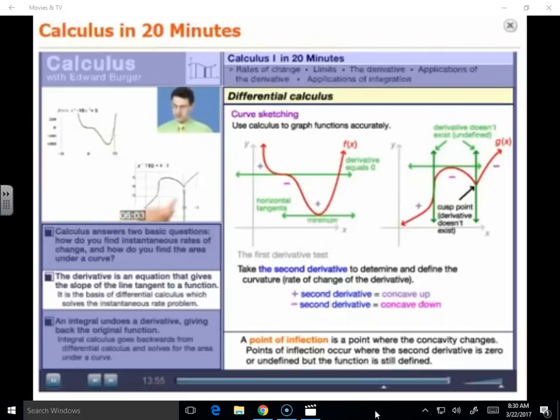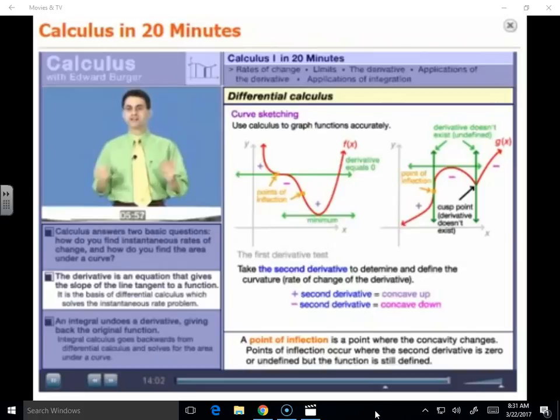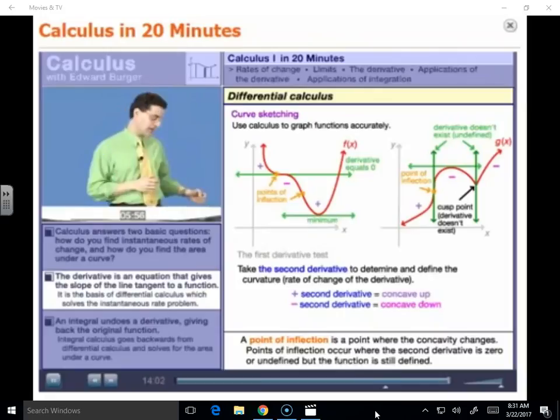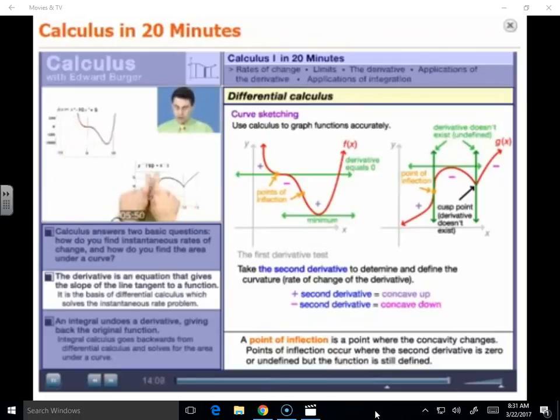This is a cusp point, the derivative doesn't exist there, this is a point of inflection, this is a point of inflection, this is a point of inflection, and that's a minimum. So just by taking derivatives and then second derivatives, you can actually figure out and graph a very accurate sketch of even very complicated, almost scary-looking functions.